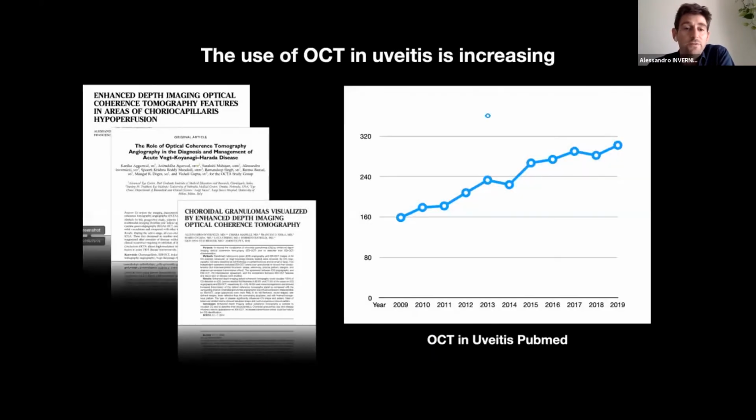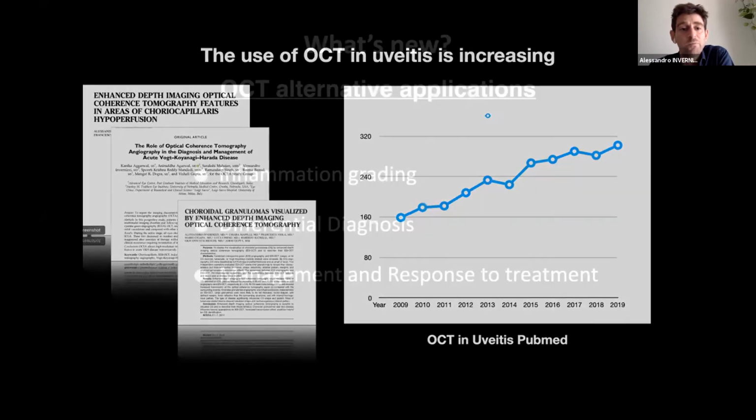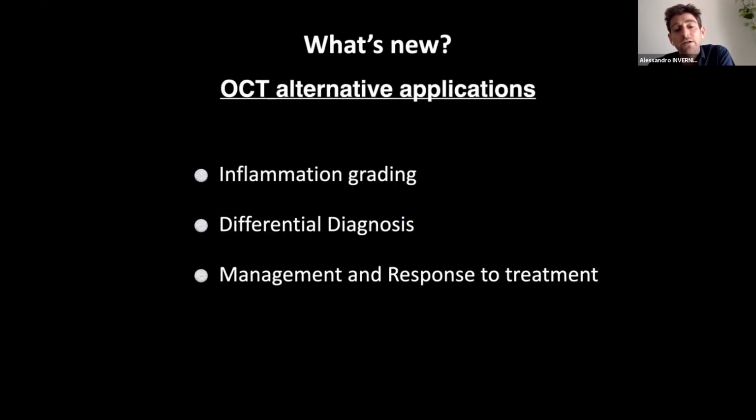But we have seen a massive increase in the number of papers published on OCT in uveitis in the last few years. And this tells us that OCT has many, many more applications than just detecting and monitoring the CME. These are the main 3 points I see it applied in the clinic. We have already talked about the inflammation grading, so I'm not going to touch that point, but we will focus on the differential diagnosis and the management and response to treatment.